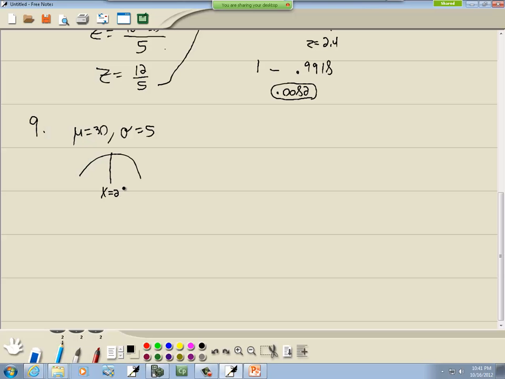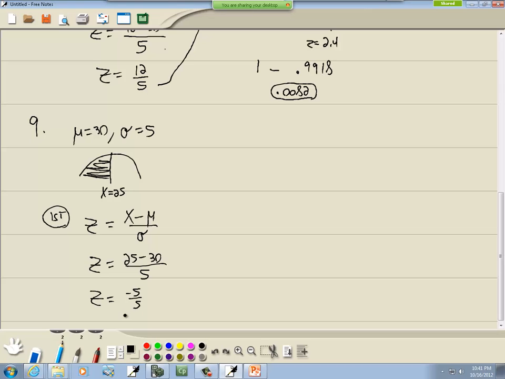So here's x equals 25, and less than is shaded this way, which is perfect for our table, but it's not in the z-score. So first thing we've got to do is change it to a z-score. So we do z equals x minus mu over sigma. X is 25 minus mu, which is 30, over 5. 25 minus 30 is negative 5 over 5. So we get z is equal to negative 1.